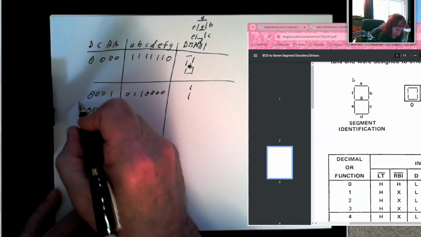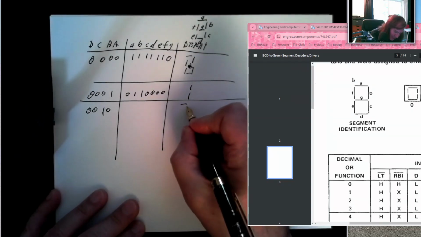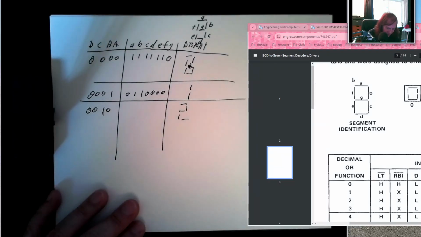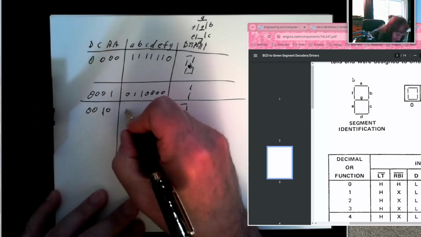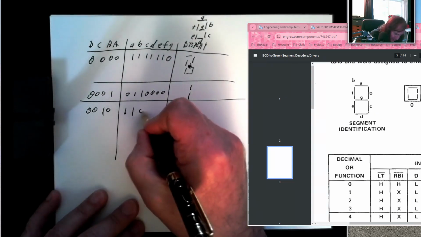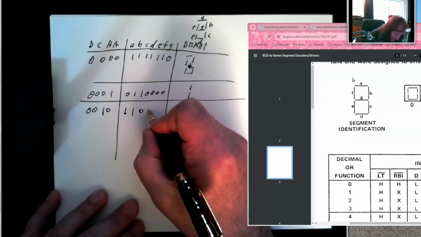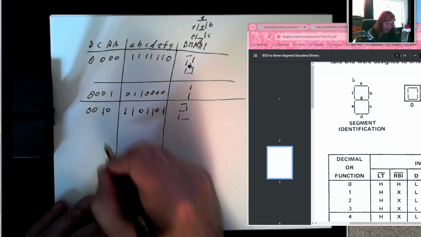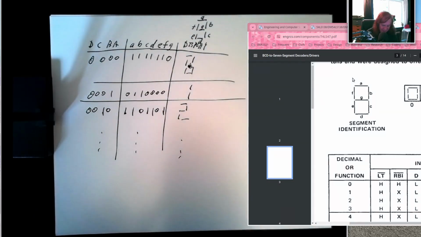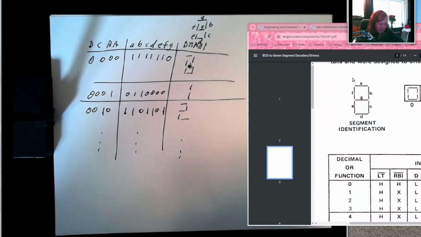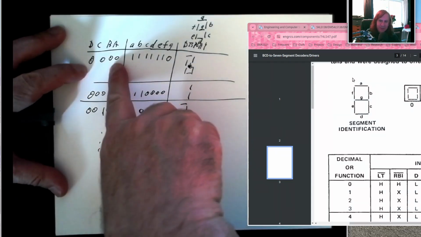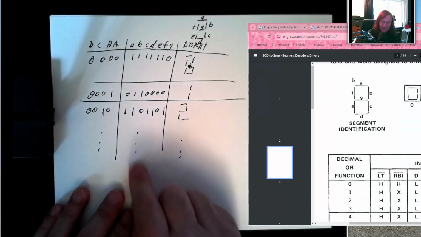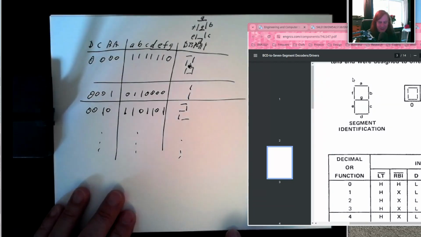If my input is 0, 0, 1, 0, I want my display to look like this, like the number 2. So I want to turn on A and B. I want C to be off. I want D and E to be on. I want F to be off. And I want G to be on. And so on. So I could design a truth table so that when I put in 4 bits, if I treat that as a binary number, I will get the corresponding segments lit up by generating these 7 outputs, which feed those 7 segments of the display.